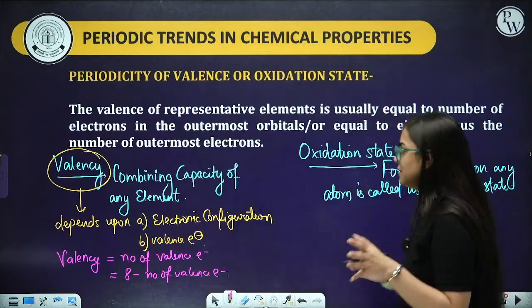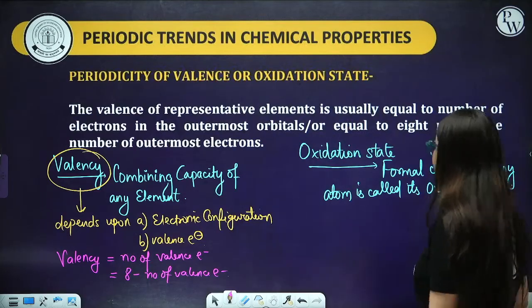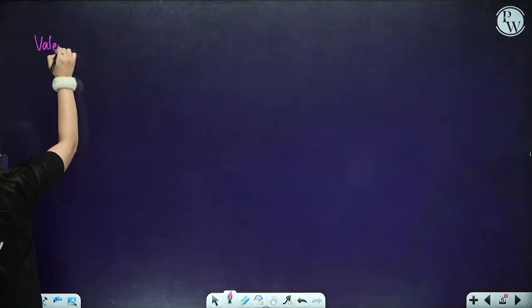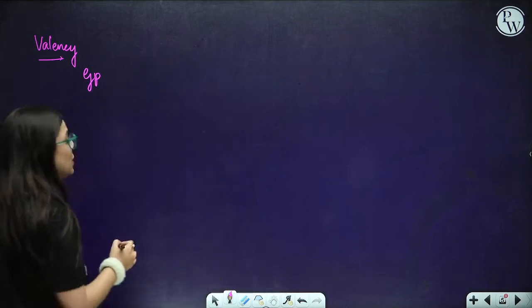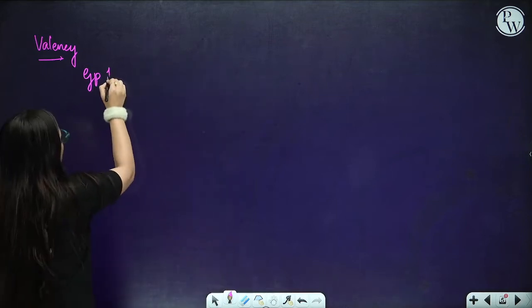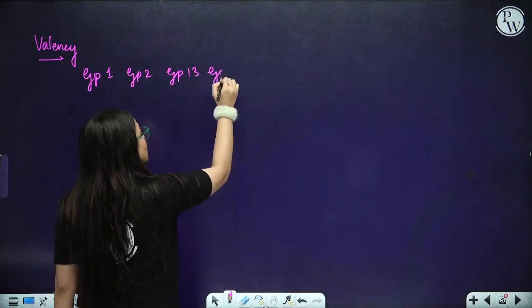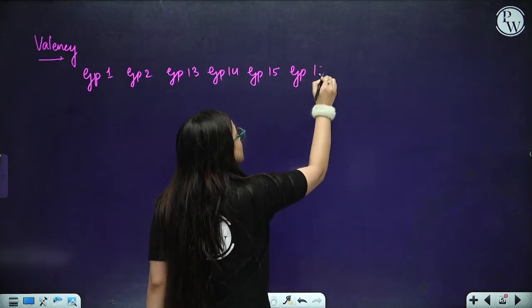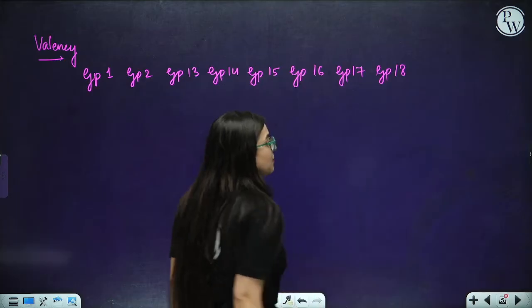Yes everyone, are you ready for that? I will be reading the lines written over here as well, but first of all I will make you understand each and everything over here. With regard to valency, let us say I am talking about period number second. Period number second holds which groups? It is group number first, group number second, then group number 13th, 14th, 15th, 16th, 17th, and then group number 18th.